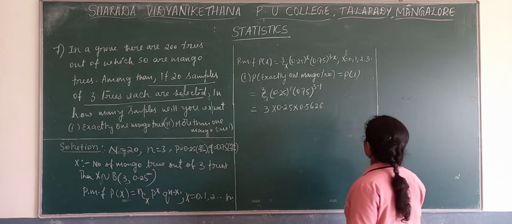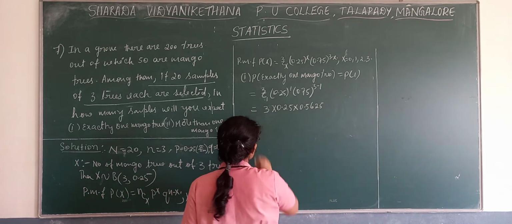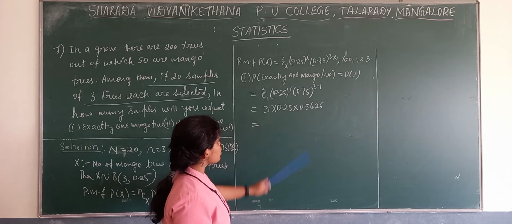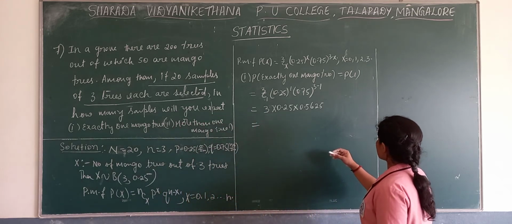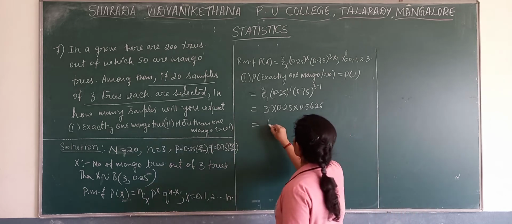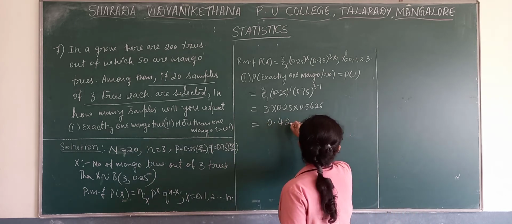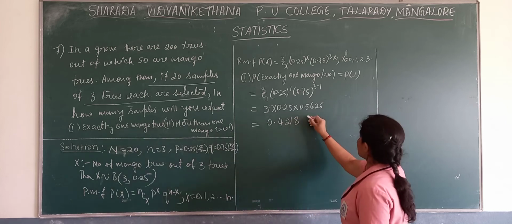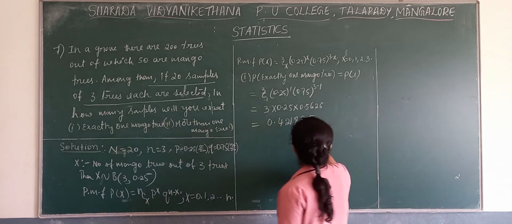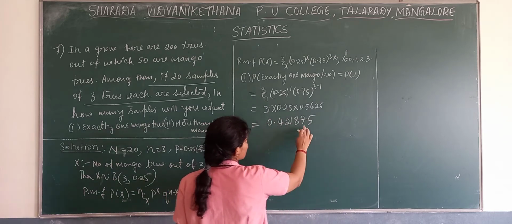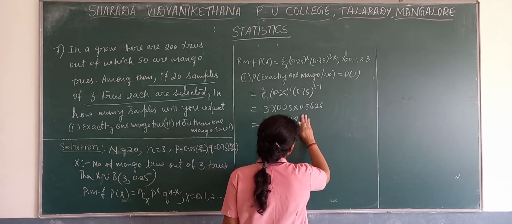0.75 to the power 2, we get there 0.5625. Now 3 into 0.25 into 0.5625, there we get 0.421875. We can take here 0.4218 or 0.4219 also we can take.